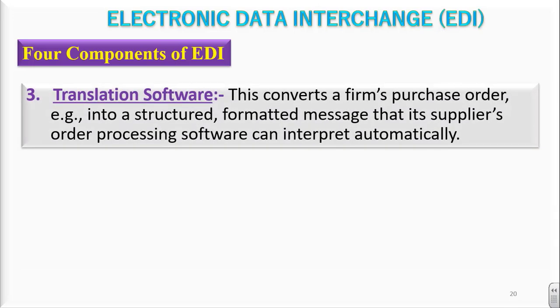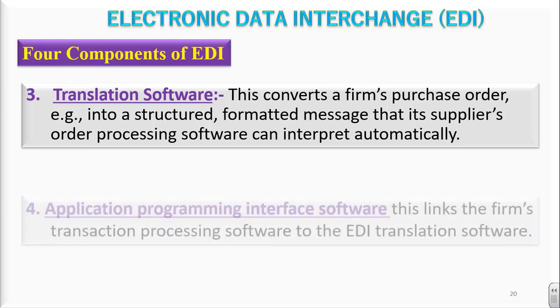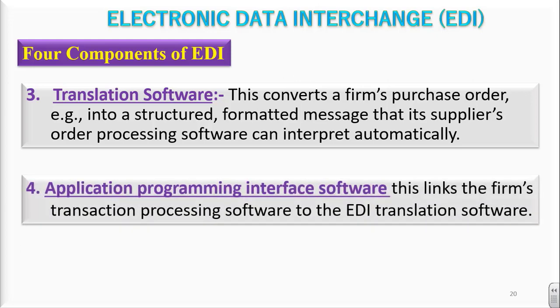The third component is translation software. This converts a firm's purchase order, for example, into a structured formatted message that its supplier's order processing software can interpret automatically. Fourth, application programming interface software. This links the firm's transaction processing software to the EDI translation software.